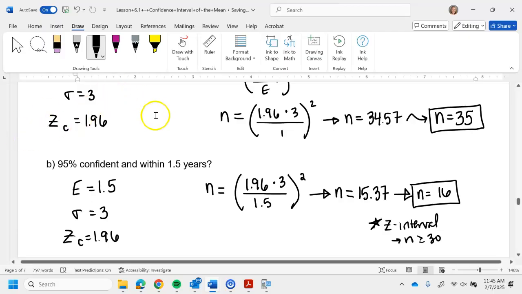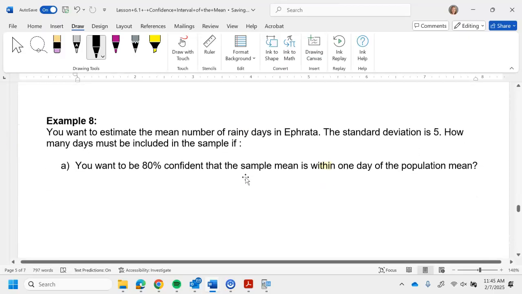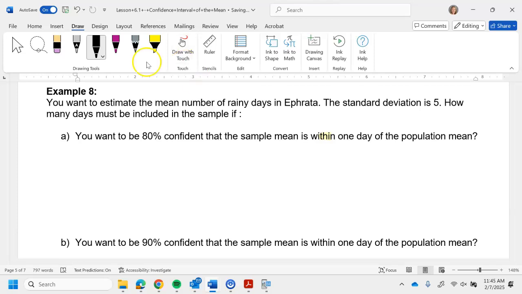So let's look at the back. Okay. I'm going to go through and do some similar stuff here. So we're looking at how many days must be included. So we're looking for my sample size. That's my goal. So we want to go through and identify those same 3 values. So my error, my standard deviation, and my critical value based on how confident I want to be.